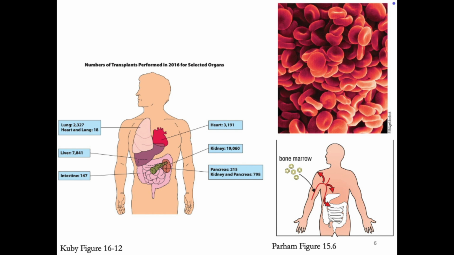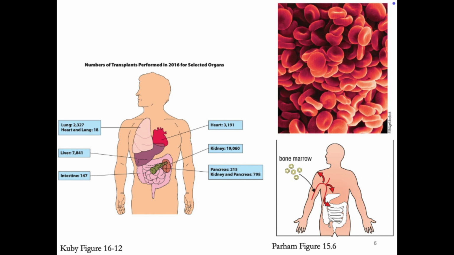Organs that are shown here. There's one other kind of general distinction that immunologists make, and so I want to make that distinction really clear here. One type of transplant that immunologists often talk about is known as solid organ transplant. And when we're talking about solid organ transplant, we're really talking about the things on the left.